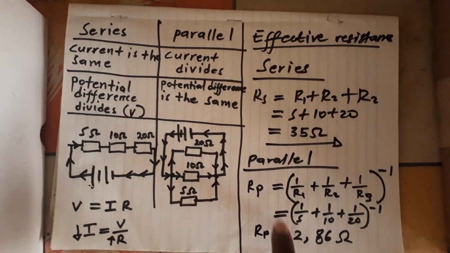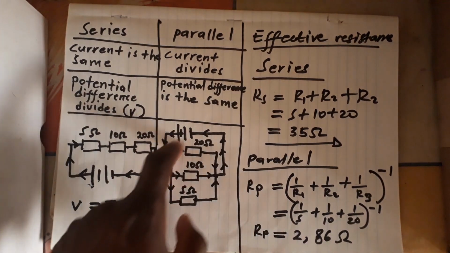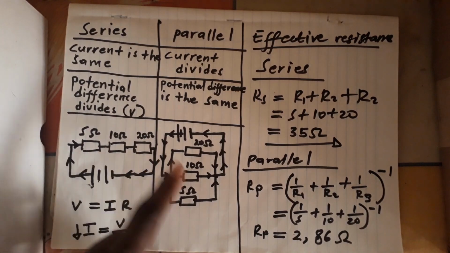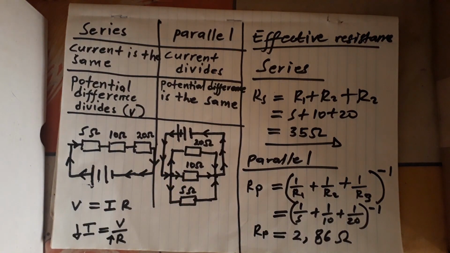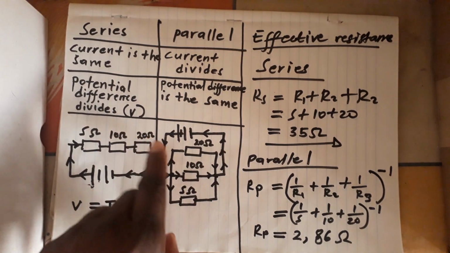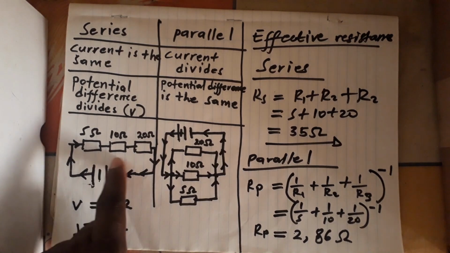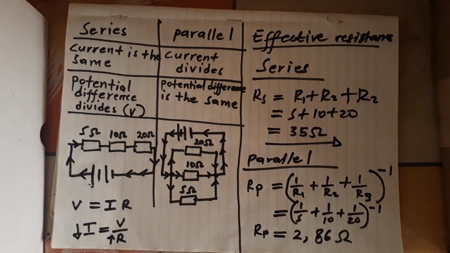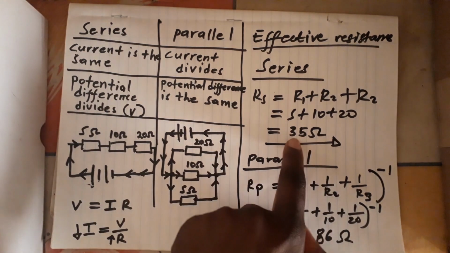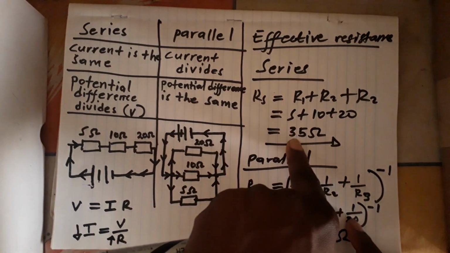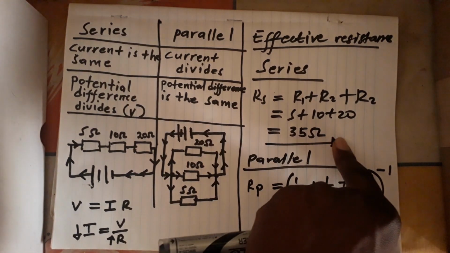When you look at this circuit and this one, comparing the two, we have the very same magnitude of resistance. It's 5 ohms, 10, 20, 5, 10, 20. But the effective resistance is not the same. What can you conclude? It means that when you add a resistor in series, you are actually increasing the total or the effective resistance, because this value is going to increase if we add another resistor here.